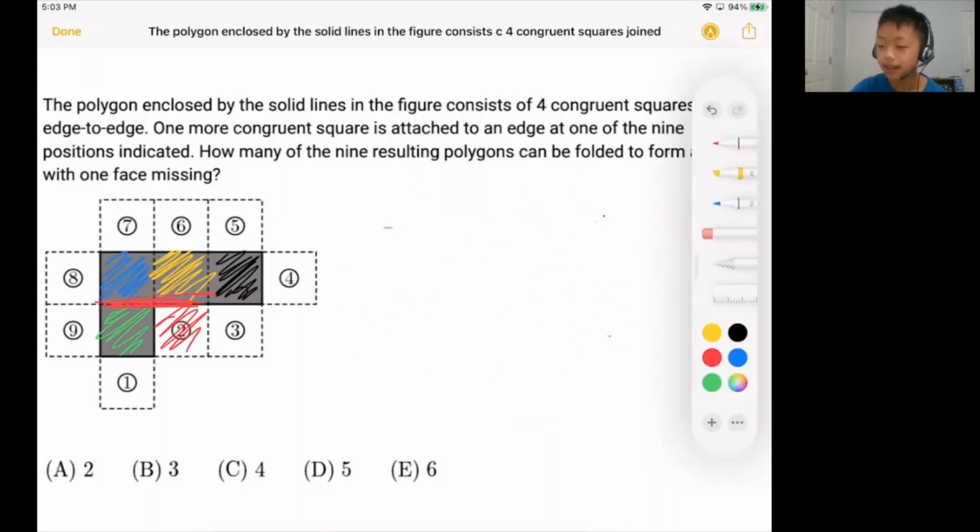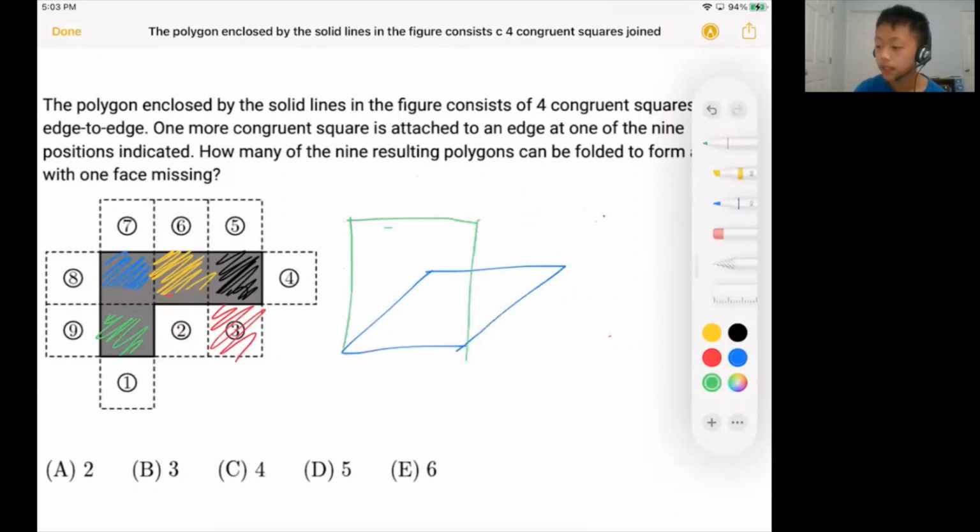Now we can test square 3. Suppose we have this face here. Again, we have our blue base that looks something like this. The green face is going to fold up, the yellow face is going to come over here to the side, and the black face is going to fold upward to the top face of the cube.